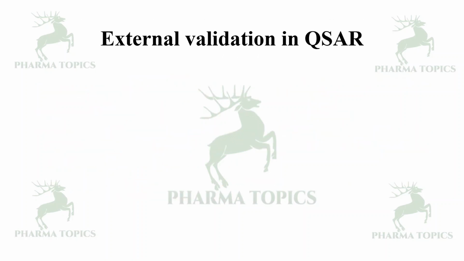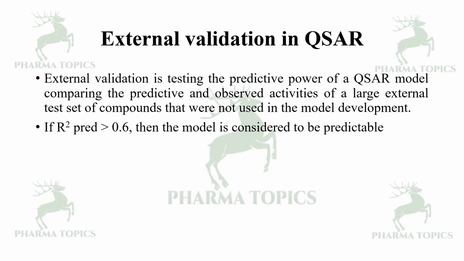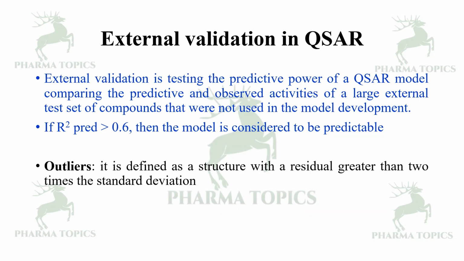Next is external validation in QSAR. External validation is testing the predictive power of a QSAR model, comparing the predicted and observed activities of a large external test set of compounds that were not used in the model development. If R square predicted is more than 0.6, then the model is considered to be predictable. Outliers are defined as structures with a residual greater than 2 times the standard deviation.